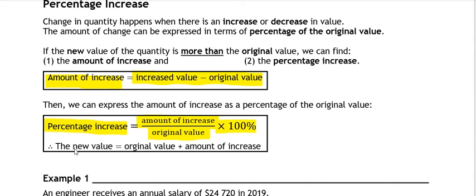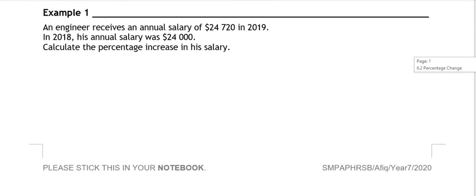And the last one is on the new value. The new value is basically the original value, and then you add the amount of increase. Now let's have a look at the first example. The example reads: an engineer receives an annual, which is a year, salary of $24,720 in 2019. In 2018, his annual salary was $24,000. The question asks you to calculate the percentage increase in his salary.